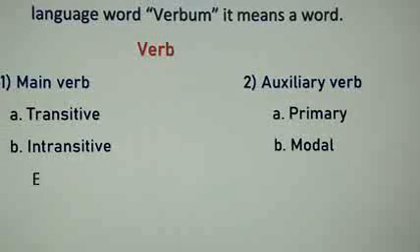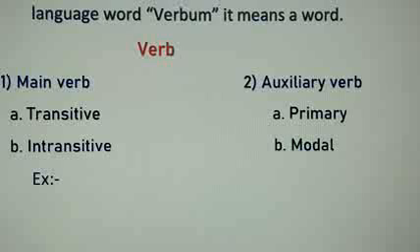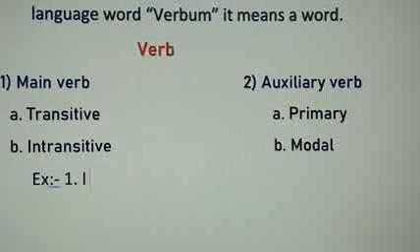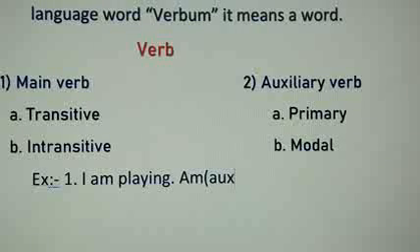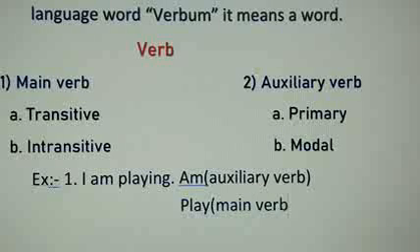Let's see some examples first of all, which will help you to learn what is main verb and what is auxiliary verb. The first example that I have for you: I am playing. In this sentence, my dear children, the word am is an auxiliary verb. And the word play is a main verb.